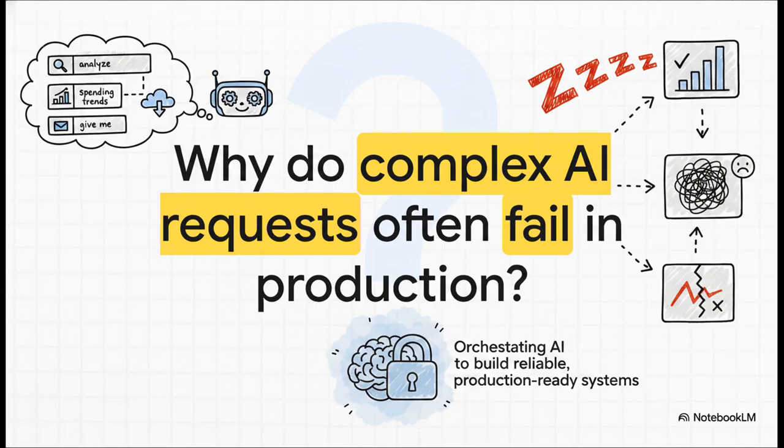All right, let's kick things off with a problem that I'm sure hits home for a lot of us. You spend all this time crafting the perfect multi-step prompt, something like, "hey, analyze my recent spending and show me some trends." And yeah, it works beautifully in your test environment. But then you push it to production and suddenly it's failing, it's hallucinating, it's giving you totally inconsistent results. So, what is really going on under the hood?